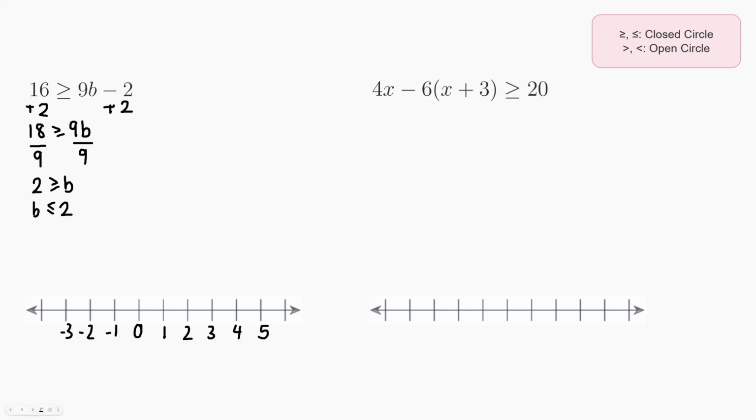Now, before I graph it, pause and try to graph it yourself. First, think, are we doing open circle or closed circle? Also, what direction is the line going to go?